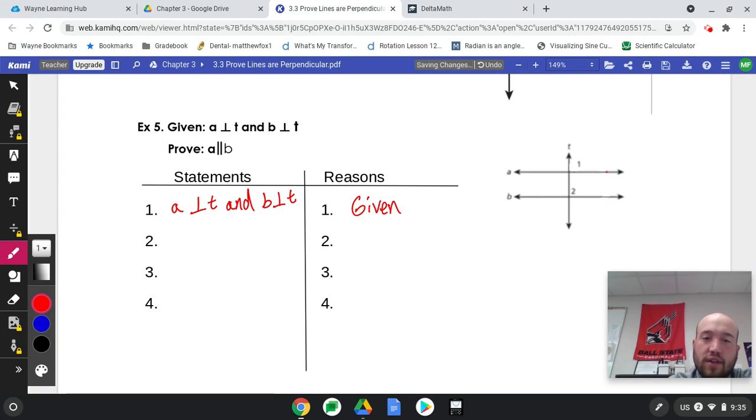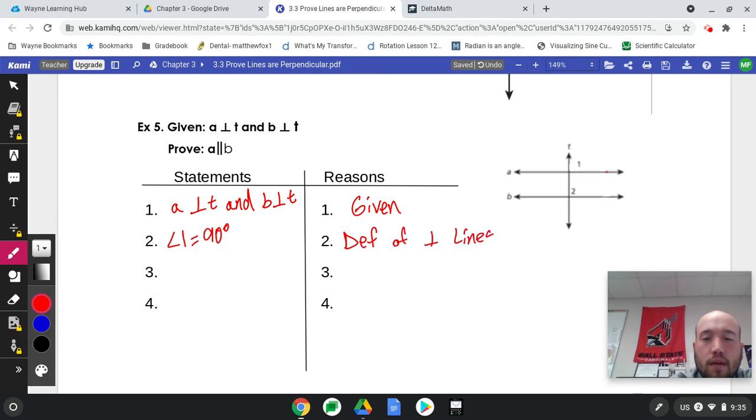Now we also can look here, and if A and T are perpendicular, then what do we know about 1? Hopefully you guys know angle 1 is going to be 90 degrees. And that's just our definition of perpendicular lines. Right, now angle 2 we also know will be 90 degrees because B and T are perpendicular, so same thing, definition of perpendicular lines.